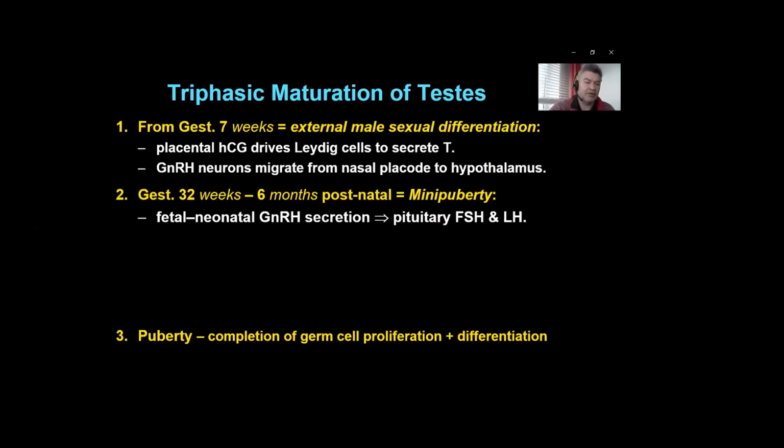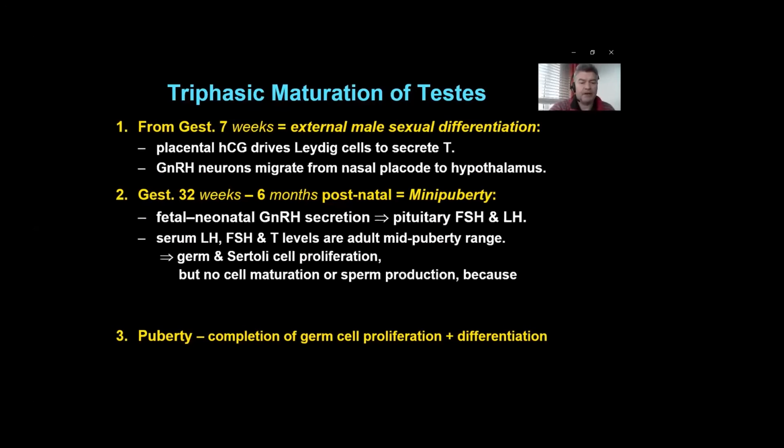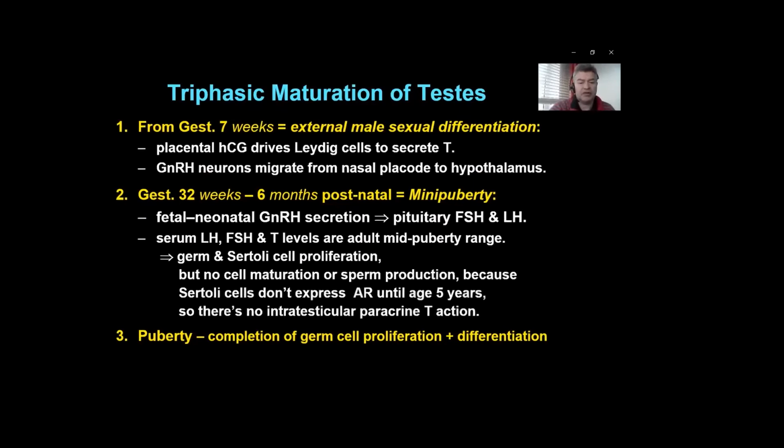So mini puberty is where there's a burst of fetal and neonatal GnRH secretion, beginning prenatally and continuing for up to 6 months postnatally, driving pituitary FSH and LH, and giving rise to LH, FSH and testosterone levels in the adult mid-puberty range. This results in germ and Sertoli cell proliferation. However, there's no cell maturation or sperm production because the Sertoli cells don't actually express the androgen receptor until age 5 years. So there's no interstitial paracrine action at this point.